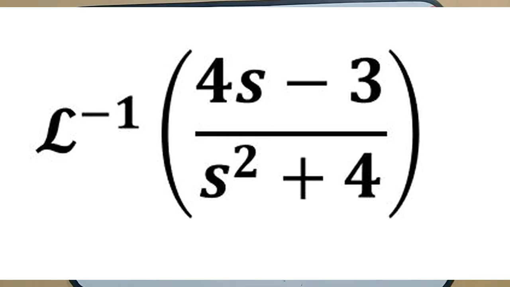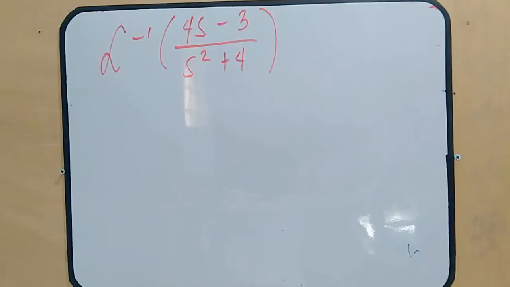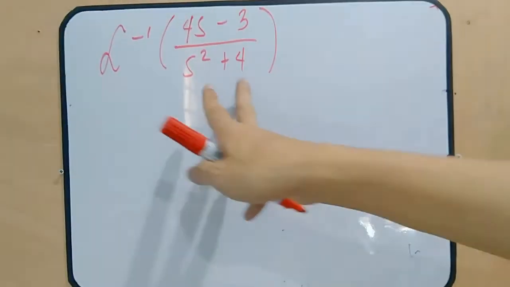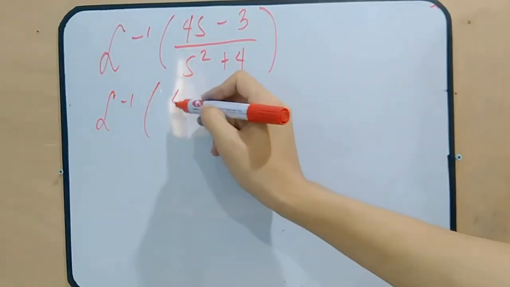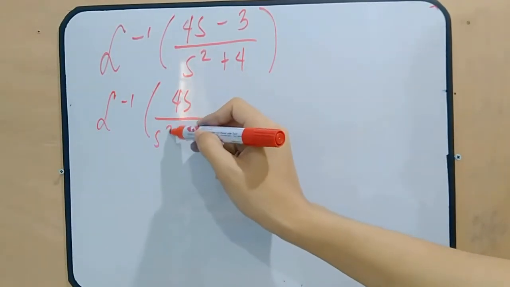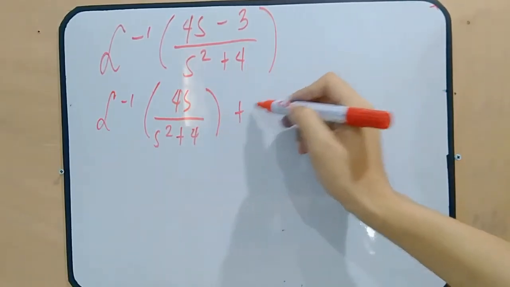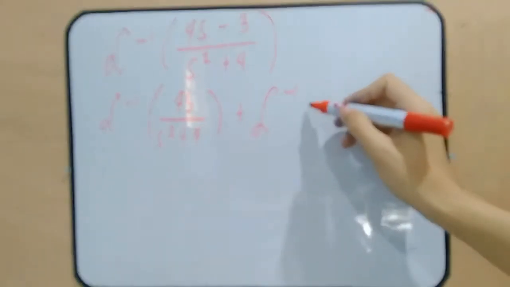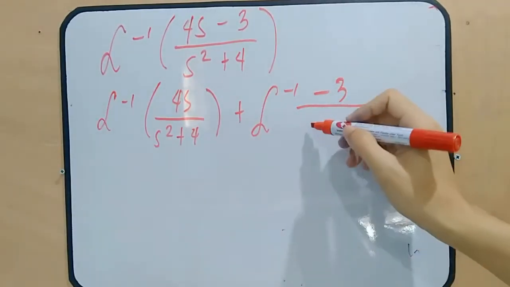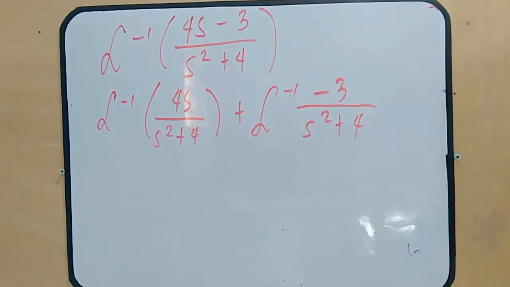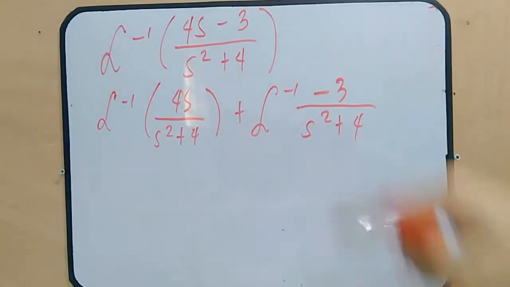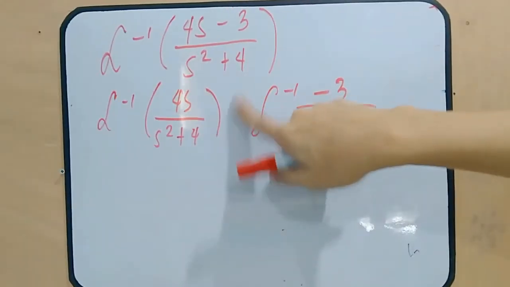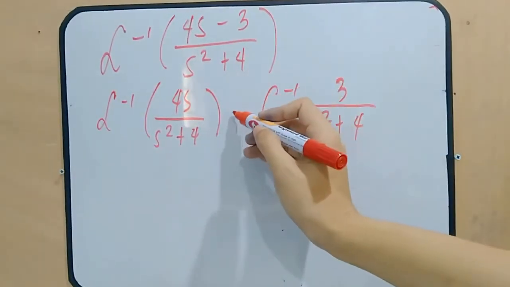So ito, for our next problem here, we have 4s minus 3 all over s squared plus 4. So we are finding the inverse Laplace of this function. So ito guys, pwede natin siyang paghiwalayin. So we have here the inverse Laplace transform of 4s all over s squared plus 4 plus the inverse Laplace transform of negative 3 all over s squared plus 4. So linear operator pa rin guys yung inverse Laplace symbol natin. So here this is negative, so palitan natin guys ito ng negative para masimplify siya.